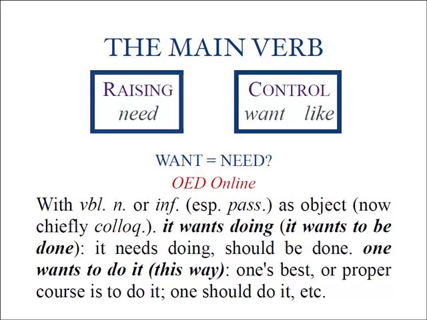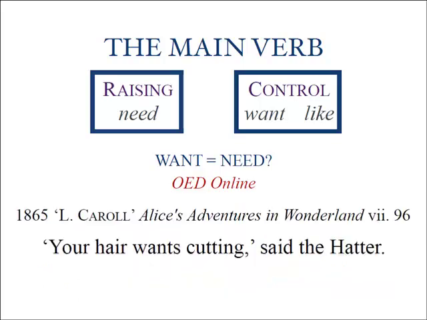Just out of interest, the OED also talks about this form I talked about, the concealed passive. It wants doing, it wants to be done, it needs doing. And I have this example from Alice in Wonderland: "Your hair wants cutting," said the Hatter. Where it doesn't mean the hair is wanting something, it's needing something.